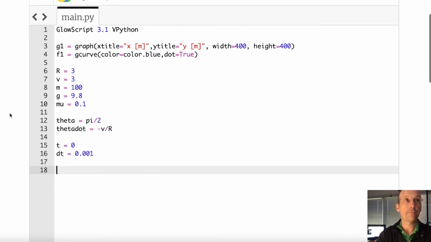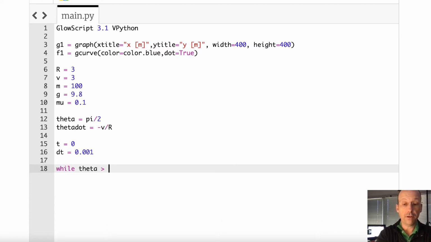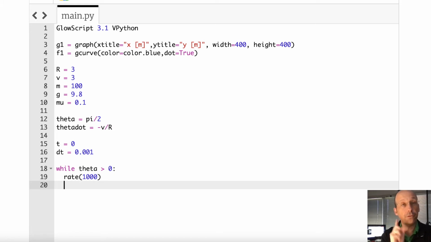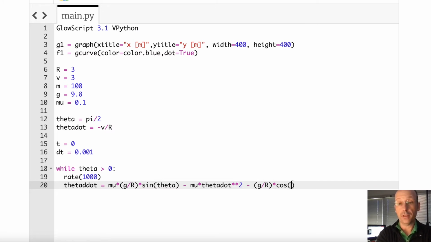Let's make our loop. So I'm going to say while theta is greater than 0, because remember, it starts off at pi over 2, and we're going to decrease it, hopefully. Let's go ahead and put this in real time, so I'll say rate 1000. This says don't do more than 1,000 loops per second, which is nice because my time step is 1/1000th of a second, so it runs in real time. Now the first thing I'm going to do is calculate theta double dot. I'm looking at my paper right here. See, I still have the paper. I'm going to type in my equation for theta double dot: theta double dot equals mu times g over r times sine of theta, minus mu times theta dot squared, minus g over r times cosine theta.